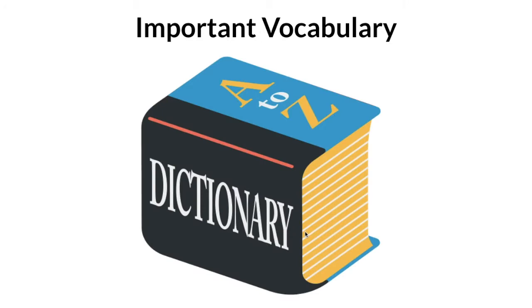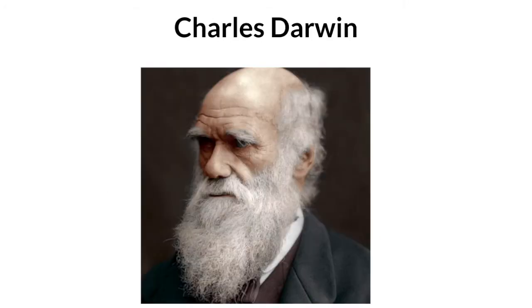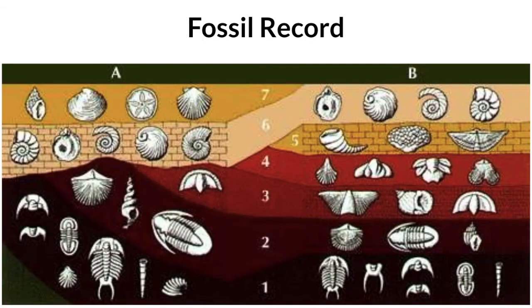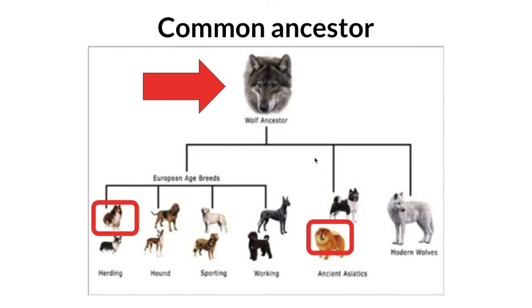Here's some important vocabulary you'll need for today. Charles Darwin. Charles Darwin was a scientist, and he was one of the first people to talk about evolution. Fossil record. The fossil record is the record of all of the fossils that paleontologists and scientists have found. Common ancestor. We talked about how both of these dogs share a common ancestor.